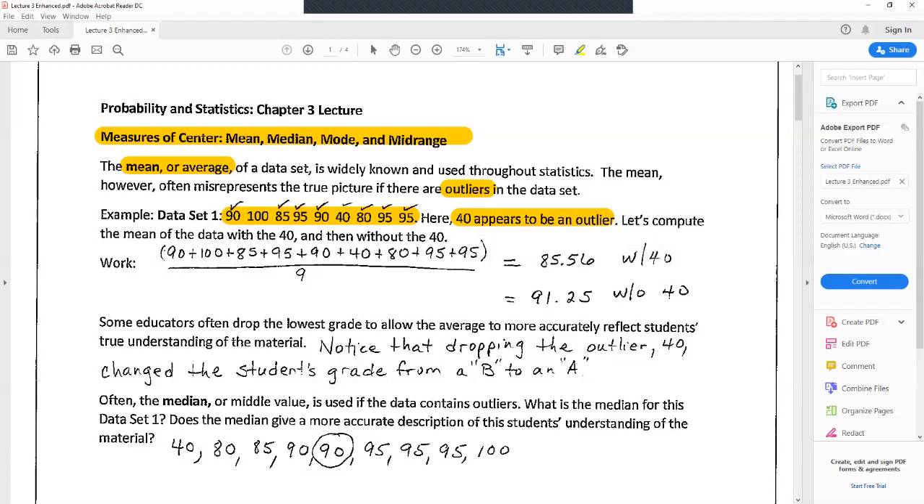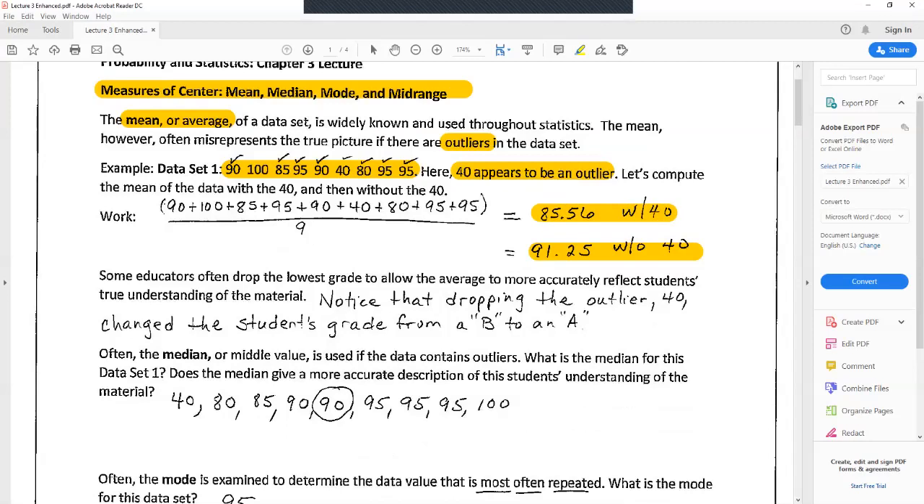Well, if we drop the 40 and we add the remaining numbers, we would, of course, have to divide by 8. And when we do that, we get 91.25. That's without the 40. If we keep the 40, we would add the string of numbers together and divide by 9, which would give us 85.56. So just by dropping the outlier, this student went from having a B average to an A average, which would make a big difference to that student.